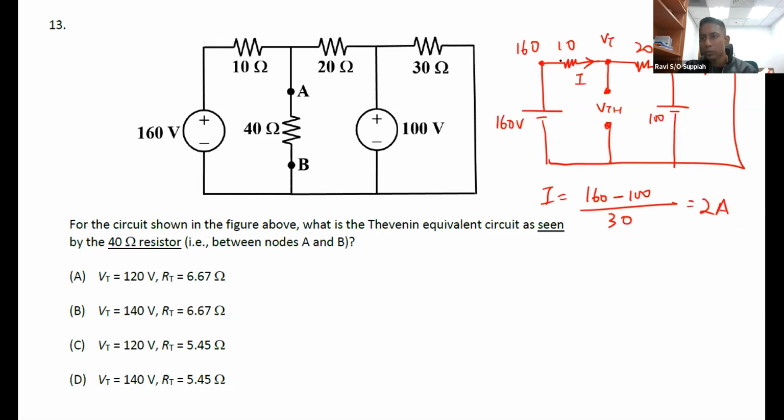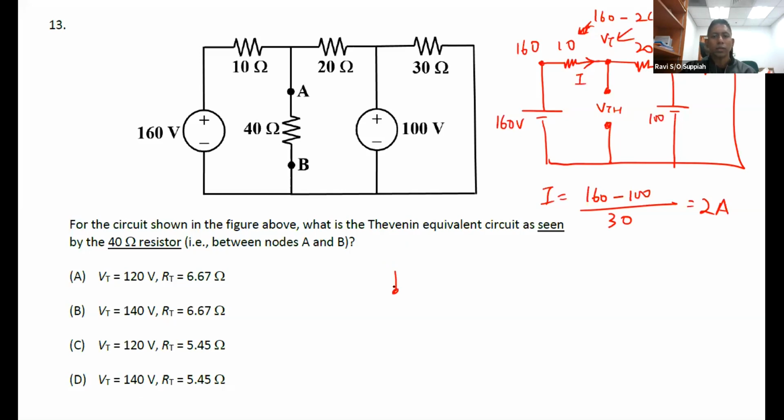So if the current is 2 ampere, the voltage drop across here will be 160 minus 2 times 10. So it will be 140 volts here. So VT here will be 140 volts. So VTH is 140 volts. Okay, so that is your VTH, and then your RTH, you redraw it now.